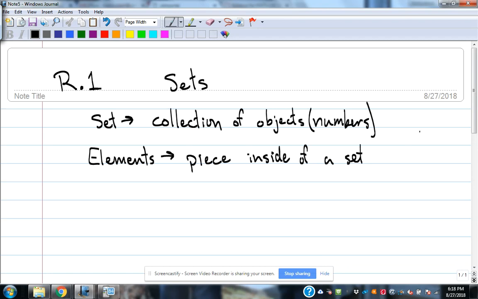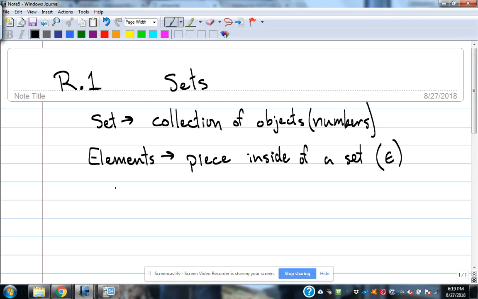If something is inside of a set, we can use a symbol called epsilon. It's a Greek letter. Make a lowercase c, and then put a little dash in the middle of it. That's the Greek letter epsilon. I'll show you what that looks like in just a second. A set is a collection of objects. Elements are the pieces inside of that set.